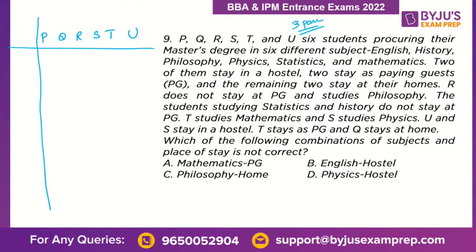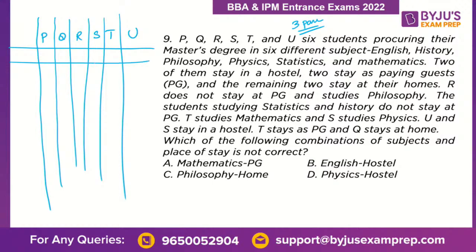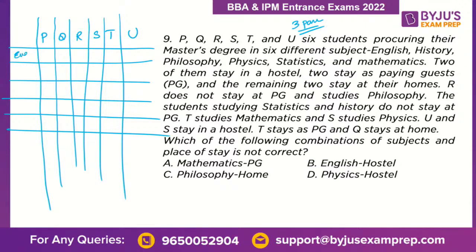So the best way to deal with these kind of questions is draw your grid like this: P, Q, R, S, T and U. So continue drawing another 6 like this. Now what are the subjects? Your subjects are English, then you have history, then you have philosophy, then you have physics, then stats and maths. Now we will simply use a tick and cross approach where somebody, if it is linked, because each person will take only one subject, that's what is given to us.